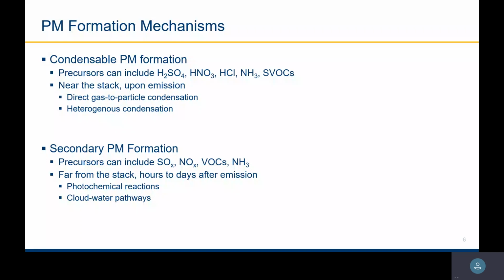So the issue with the test methods that we're going to discuss is how do we make sure that we are collecting all of the condensable particulate matter that we're supposed to, from those precursors like the acids, the ammonia, and the semi-volatile VOCs, as opposed to the other ones that are from the SOx and NOx and the regular VOCs. Ammonia sort of plays a part in both of them.